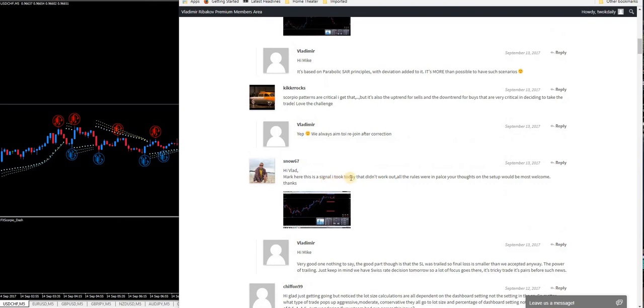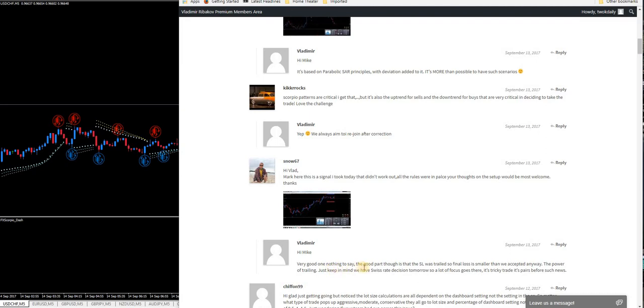Here's a signal I took today that didn't work out. All the rules were in place and your thought on the setup will be most welcome. Let's see what he said. Very good one, nothing to say. The good part, though, is that the stop loss was trailed, so final loss is smaller than we expected, or than we accepted anyway. The power of trailing.